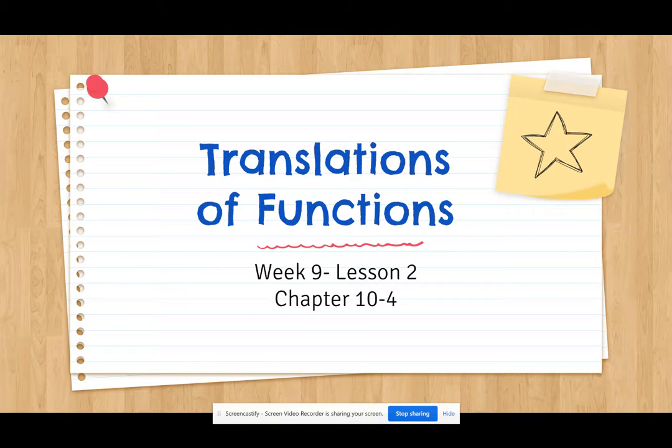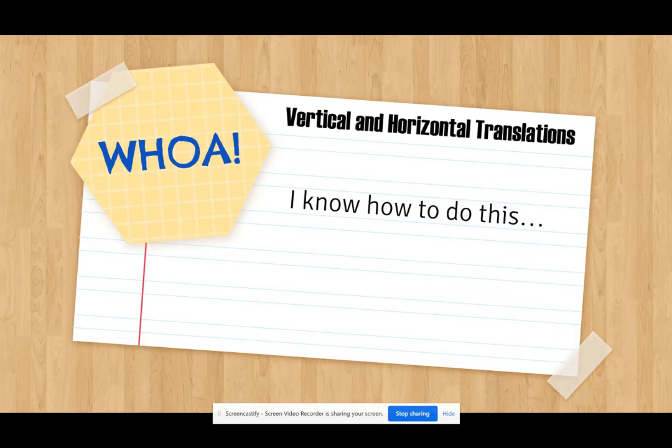Okay, so this is chapter 10.4 in your textbook, Translations of Functions. In this unit, we're going to be talking about vertical and horizontal shifts of different kinds of functions. So wait a minute, we know how to do this. We did this with every single function unit that we talked about. So we've talked about transformations of quadratics, exponential, square roots, absolute value. The only difference is today we're only talking about vertical and horizontal translations.